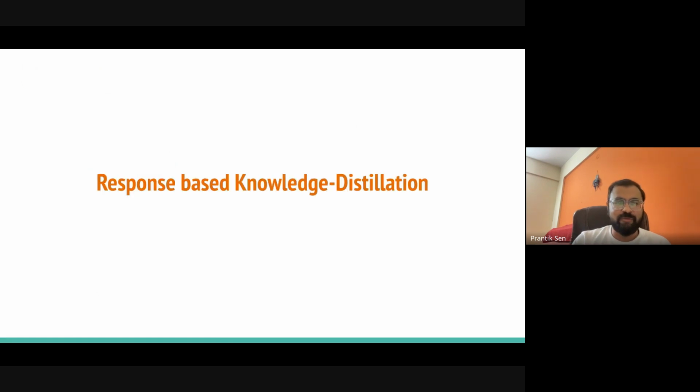Okay, moving on. First we will talk about response based knowledge transfer. This is a very vanilla setup, first introduced by Geoff Hinton, but it works pretty well today also.